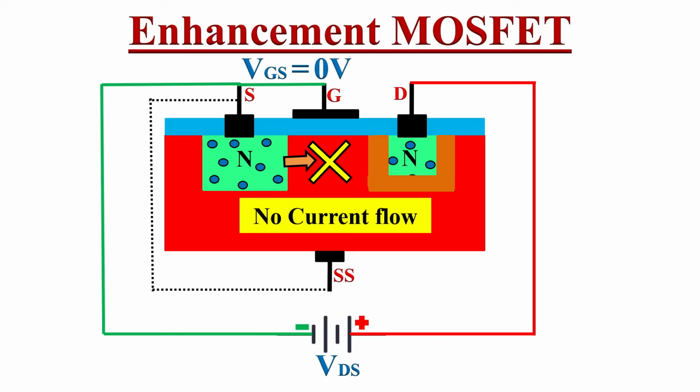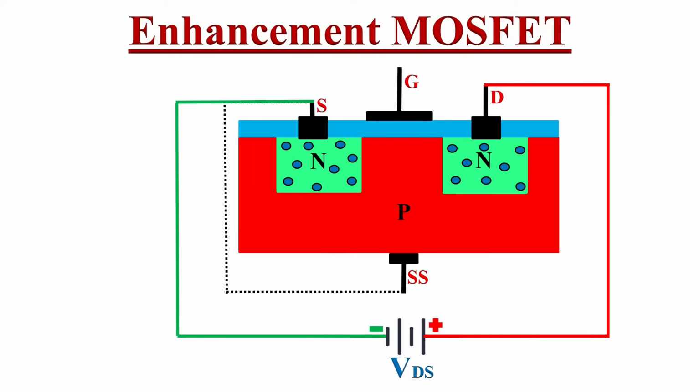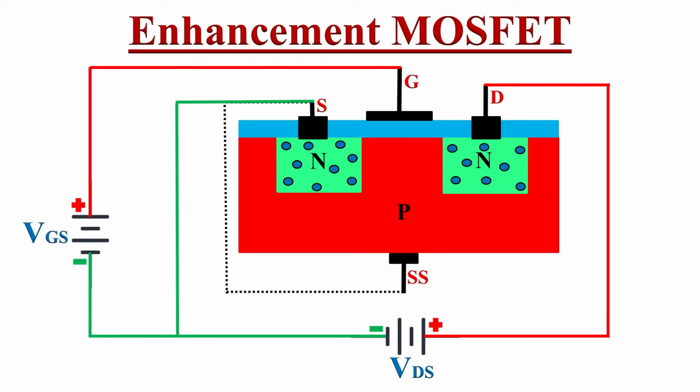This is called the cutoff region of MOSFET. Now to flow current between source and drain, we have to create a channel between them. To create a channel, let's apply a small positive voltage VGS at the gate terminal.